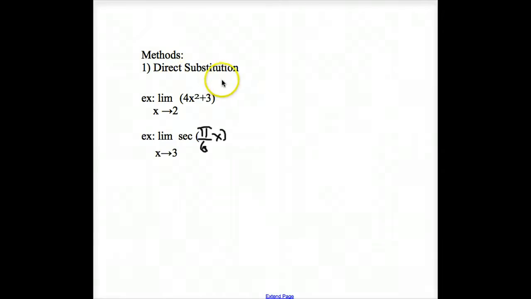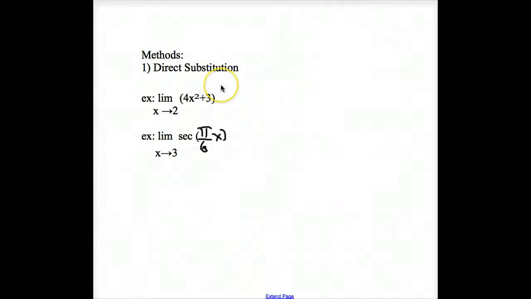Yesterday we talked about how to evaluate limits using a table, which was the numeric method, and looking at a graph, which is graphically. Today we're going to talk about how to evaluate limits analytically. The method we use for analytical evaluation of a limit is, first of all, direct substitution.